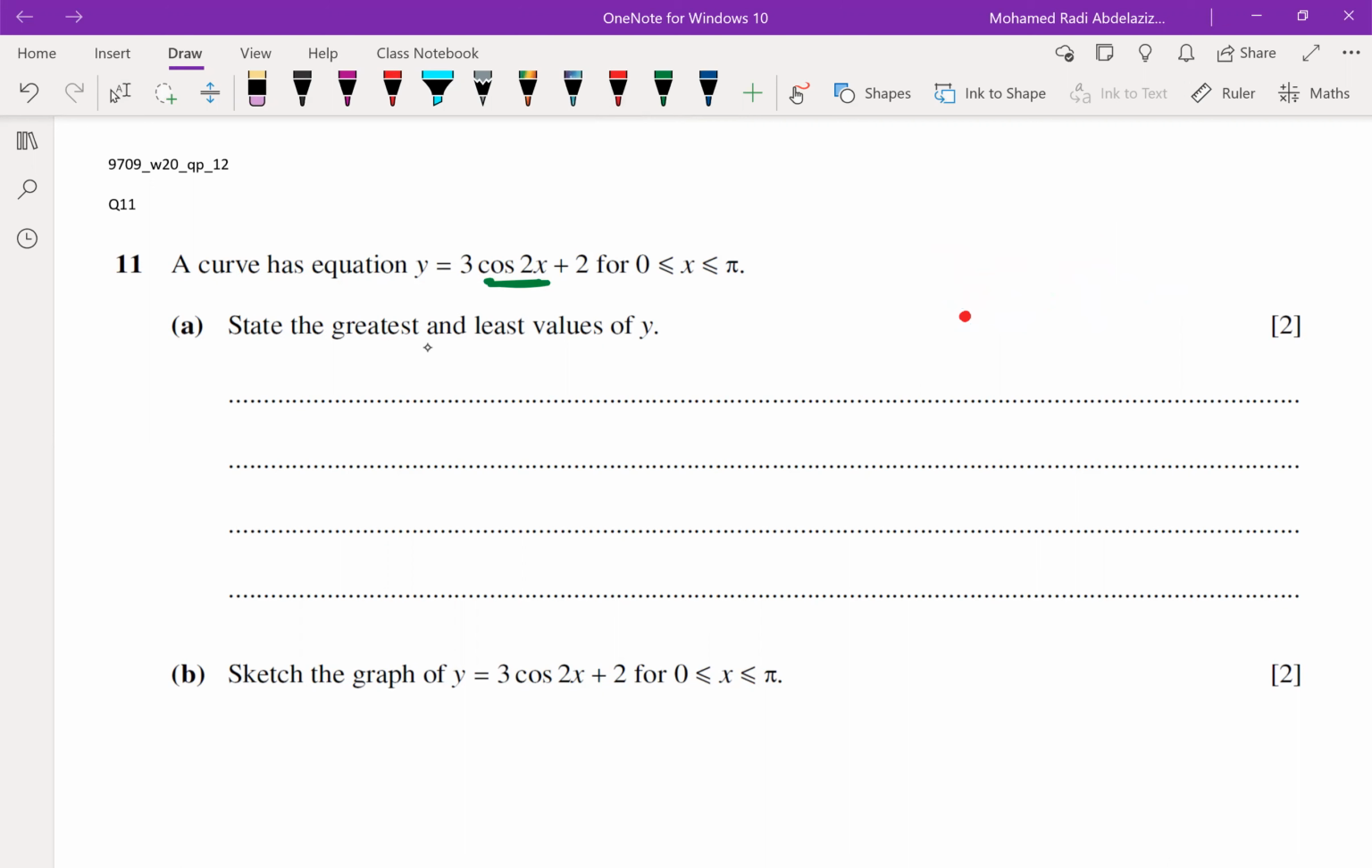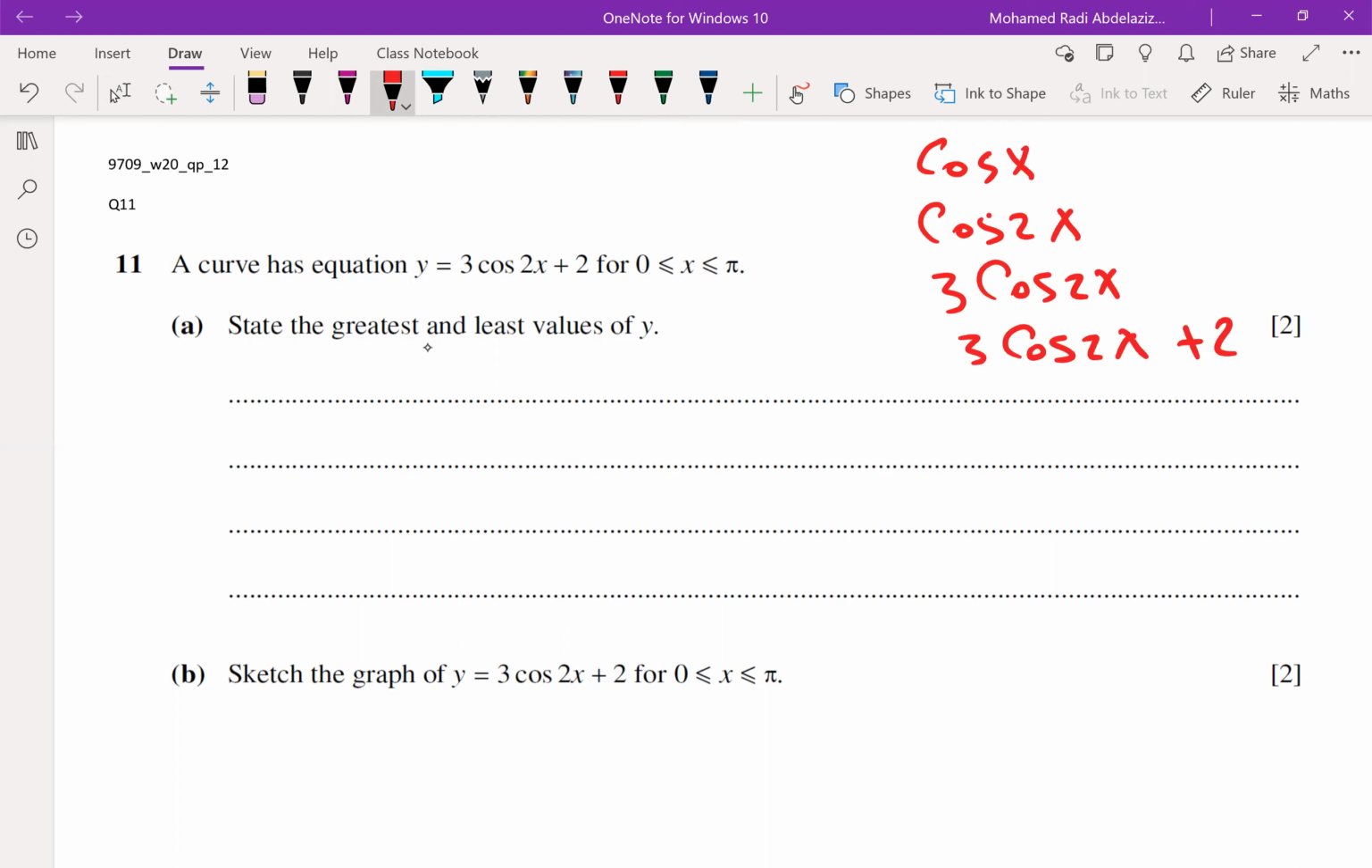I will show the accurate curve. I will explain cosine x, then cosine 2x, then 3 cosine 2x, and finally 3 cosine 2x plus 2, to revise the transformation of the graph of cosine. As we know, cosine x goes from 0 to 2 pi, but I will go back to the question and use it only from 0 to pi. But in general, I will explain the curve from 0 to 2 pi.